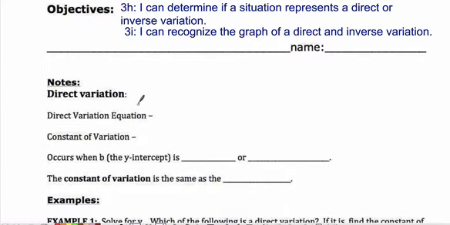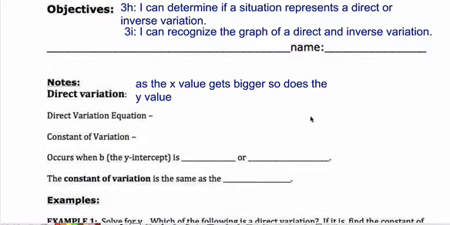All right, so what is a direct variation? In a direct variation, as the x gets bigger, so does the y value. So what does that equation look like? Well, the direct variation equation is y equals k times x.